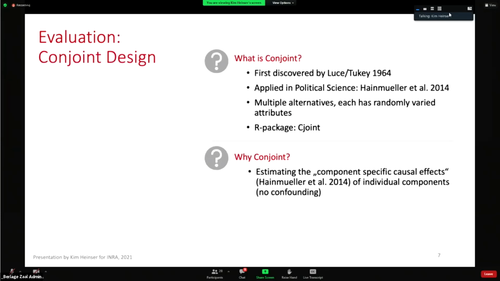Now, to measure the effect of each of these attributes without confounding, we used a conjoint design. Due to time reasons, I won't go into detail on this, but the idea is that we can randomly vary all these different attributes and then see the relative influence and really see which influence each attribute has.